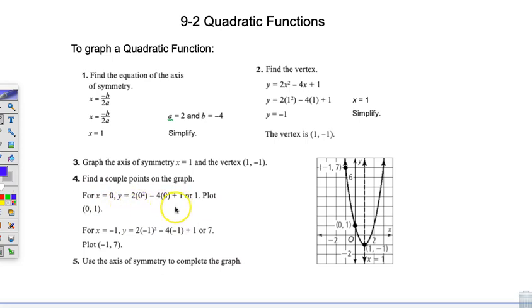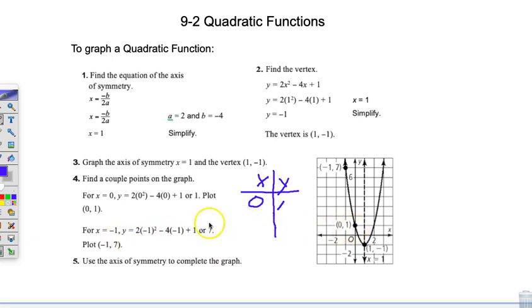To find other points on the parabola, you could make yourself a little table like we've done many times in the past, and you can come up with small values of x to determine what the y value would be. So right here you can see that in their example, they made x equal to 0. So when you plug that into that original formula, you simplify: 0 squared is 0, 0 times 2 is 0, subtract 4 times 0 is also 0, and then plus 1. So your y value ends up being 1. So you can quickly graph 0, positive 1, and you see them doing that.